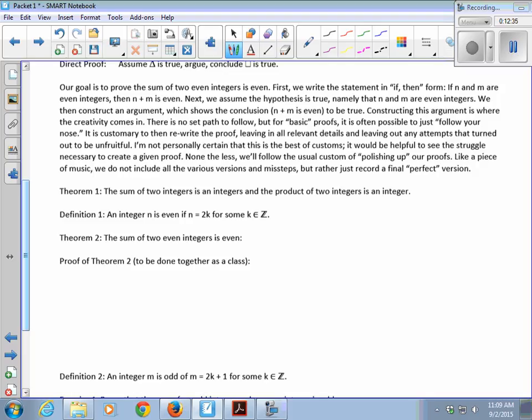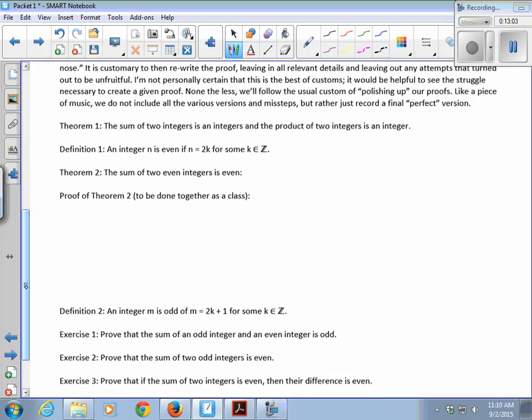Yeah, that's not necessarily the best of customs. It would be helpful to see the struggle necessary to create a beautiful proof. But nonetheless, we follow the custom of polishing up your argument and leaving out irrelevant things when you're done. Like when you create a piece of music, you don't include all the various versions and missteps as you were writing it. You just record a final perfect version.